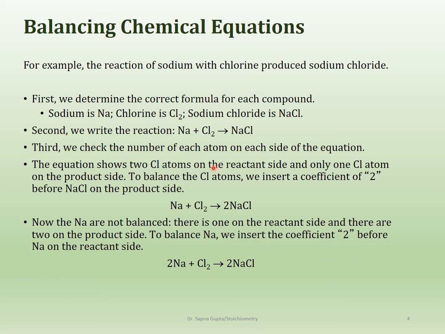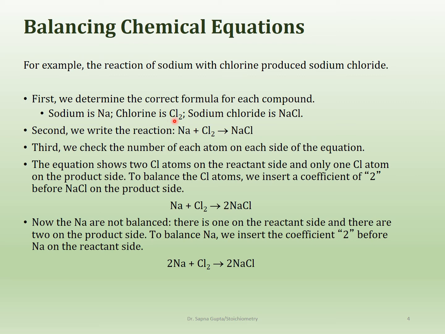Here is an example of balancing an equation: writing a reaction between sodium and chlorine to produce sodium chloride. Okay, so the first thing you have to do is figure out the formula for each of the compounds over here. Sodium is an element, which is just Na.